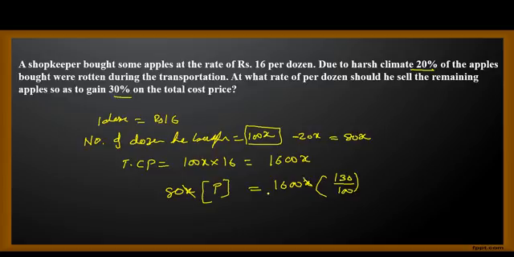Now this 0 and 0 will get cancelled. 2 into 13 equals 26. So he has to sell each dozen for 26 rupees. So the answer is 26.